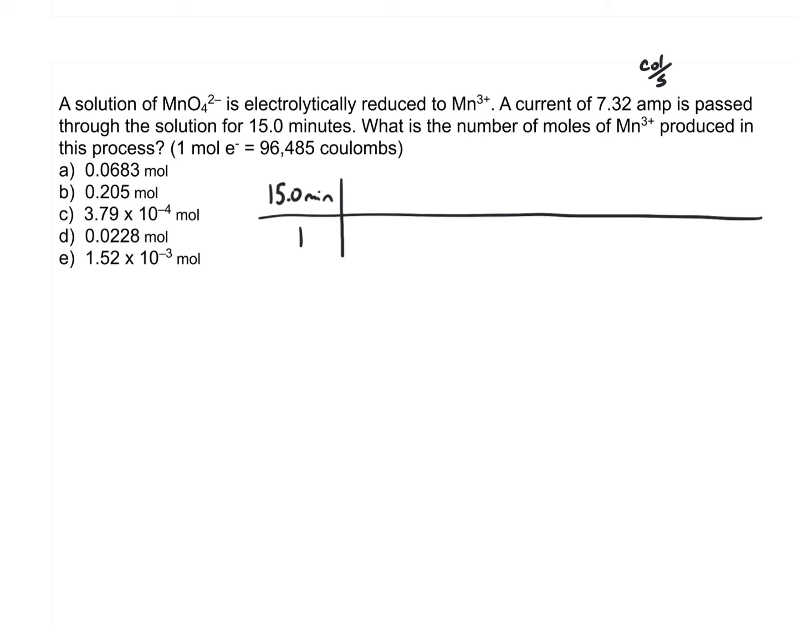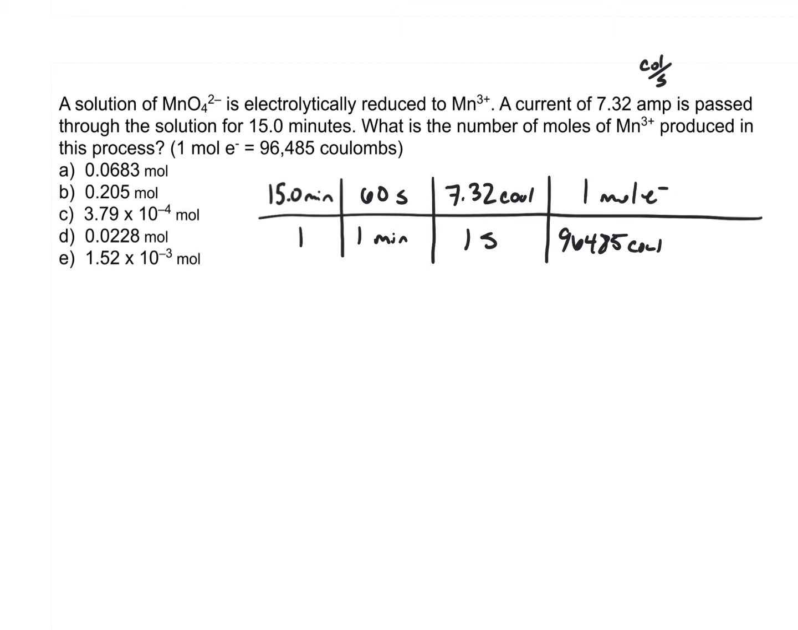So I need to convert that to seconds, because then I need to use the amps to convert to coulombs. So if I take 60 seconds over 1 minute, that will convert it to seconds. Next, I use the amperage in coulombs per second. I put 7.32 on top, 1 second on the bottom, and then I'm going to use Faraday's constant to calculate how many moles of electrons on top for every 96.45 coulombs on the bottom.